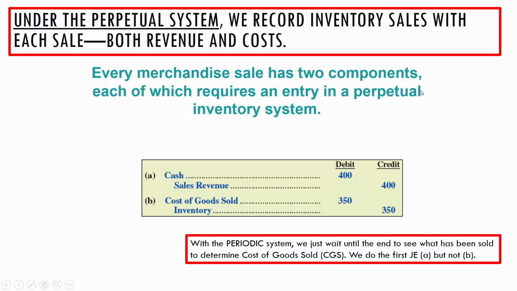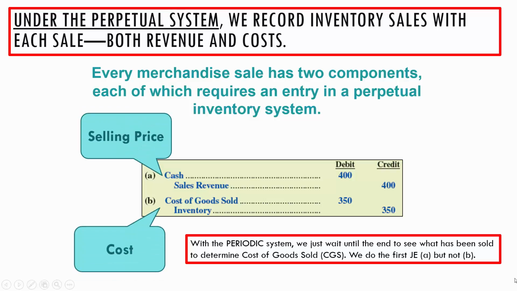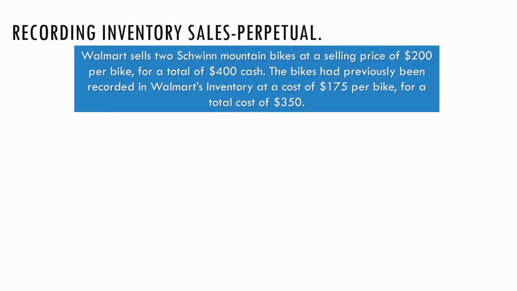Now, by looking at these two transactions or these two journal entries, which is from, I guess, one event being a sale of merchandise, you can also see gross profit in this, couldn't you? The gross profit from this transaction is $400 minus $350, or $50. So the first is selling price, the second is the cost, and this is the cost of those merchandise items which are sold at this point in time.